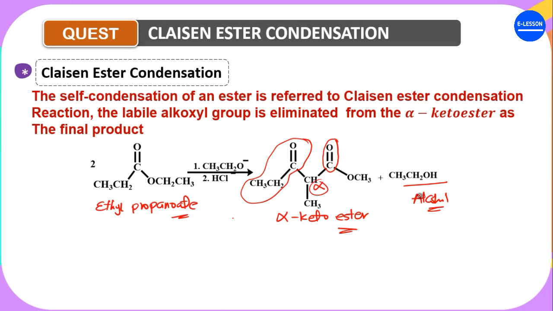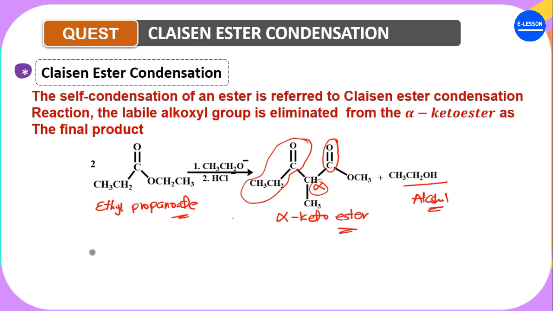So let us look at the mechanism for this reaction. If I reiterate what I have here, the Claisen condensation reaction is a reaction that requires two esters condensing together to form an alpha ketoester with the elimination of alcohol. So let's see a particular reaction that has to do with this and see how the product is formed.